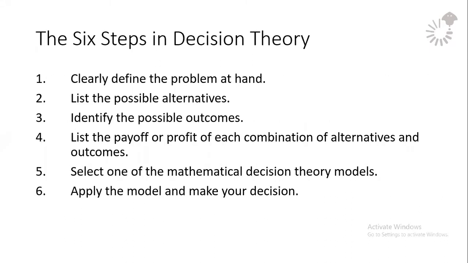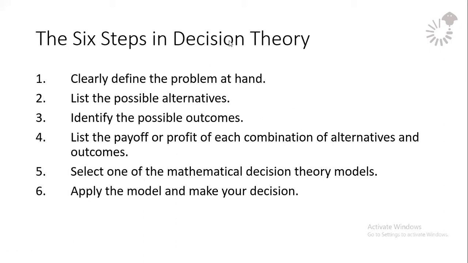In decision making, we have 6 steps that we usually follow. First is clearly identify the problem at hand. This is a common step for problem solving. First is you need to identify your problem. You need to identify your situation that you're in. Number 2, list the possible alternatives. Again, alternatives are your options. So identify your options. Option A, option B, option C, option D, or how many options do you have? These are your alternatives. Number 3, identify the possible outcomes. For each alternative, there's a possible or a list of possible outcomes.